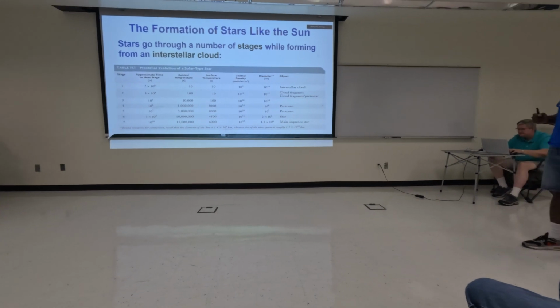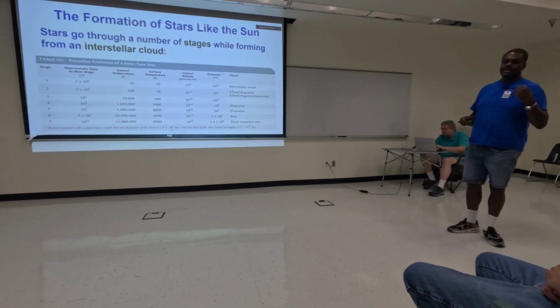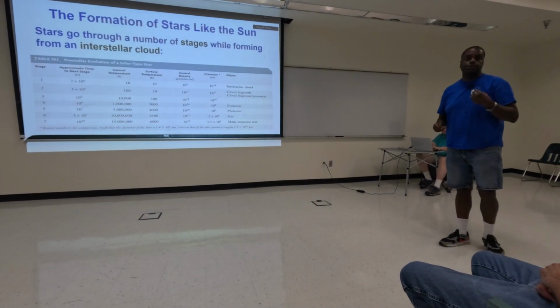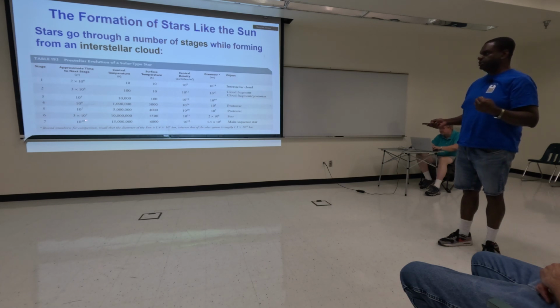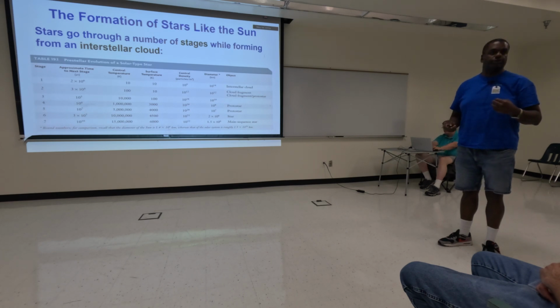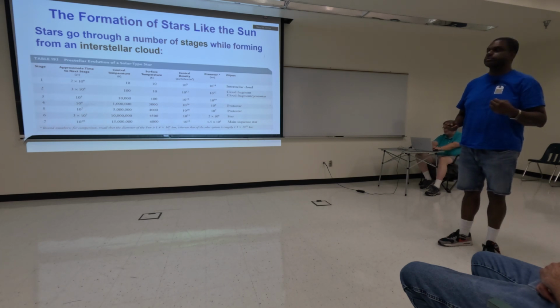This chart shows how long a star like our sun would spend in each stage. So our sun is a main sequence star for 10 billion years, but the initial stages, the interstellar cloud, the cloud fragments, and the protostar stages are way shorter. So I'll have us focus on the first column. You can see that this is the most stable stage. That's why it lasts the longest. And these are orders of magnitude shorter than the 10 billion years.